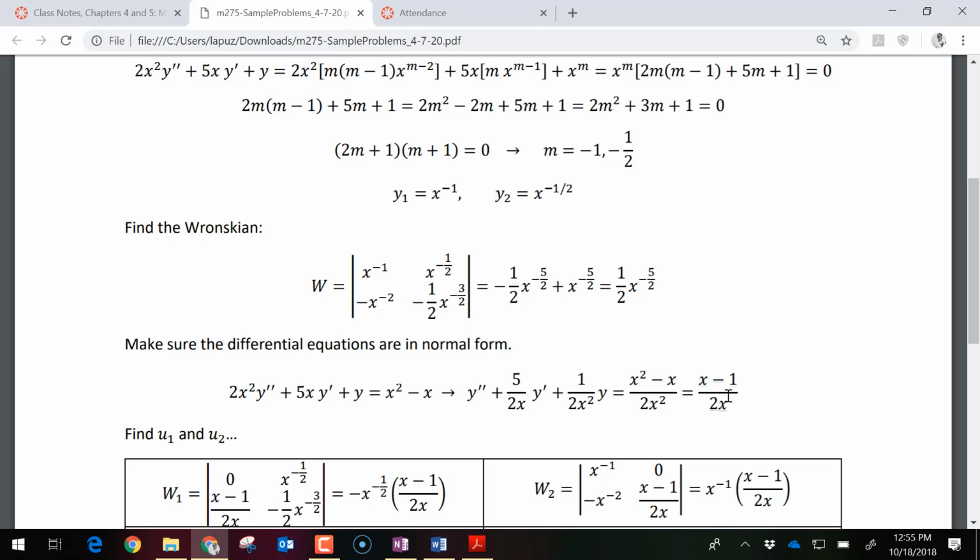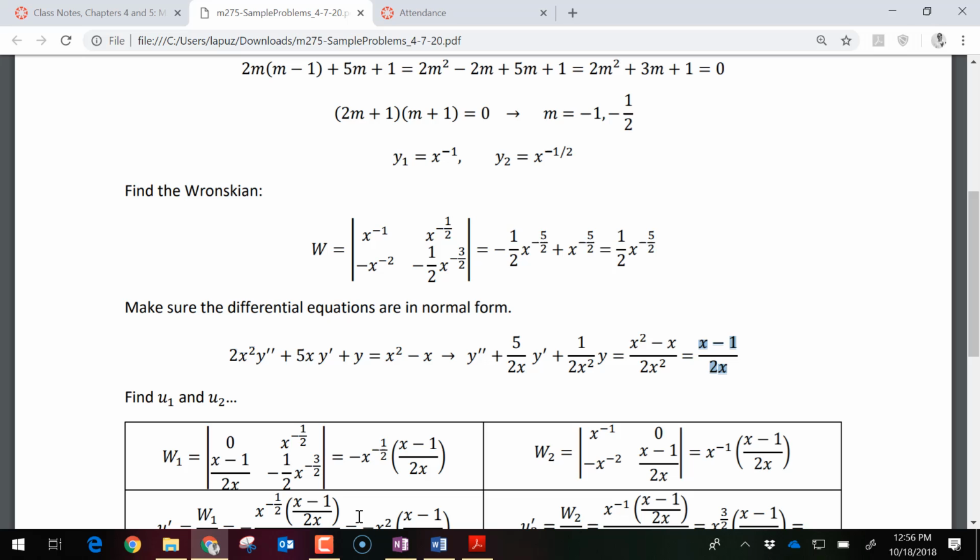All right, so that's your f of x, or g of x, or whatever they call it in the book. That's going to be the function on the right-hand side of your normalized differential equation, and that's what you're going to use for W1 and W2. So this is where I started to do it in columns. The left column would be the W1, the U1 prime, the U1, and then the U1 times Y1. And then the right column would be the W2.